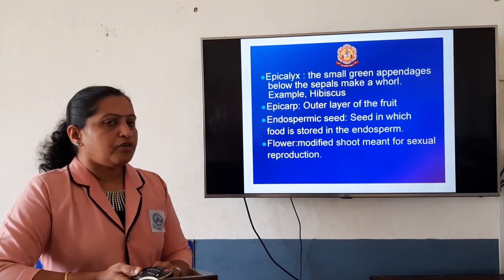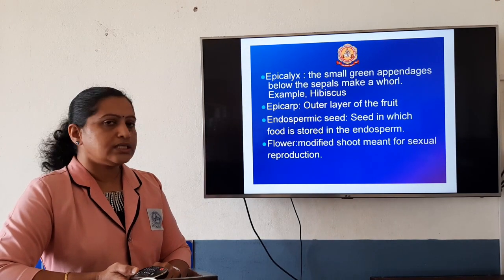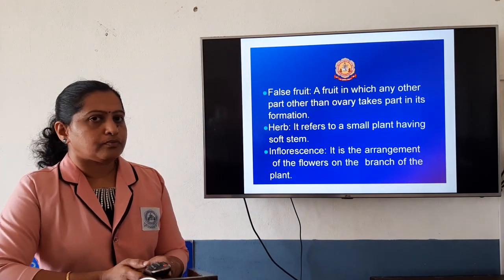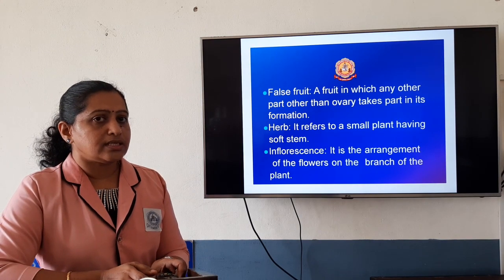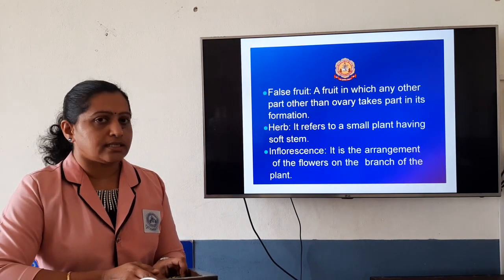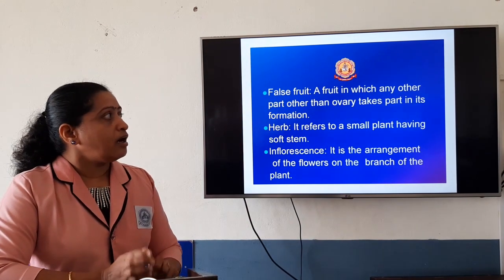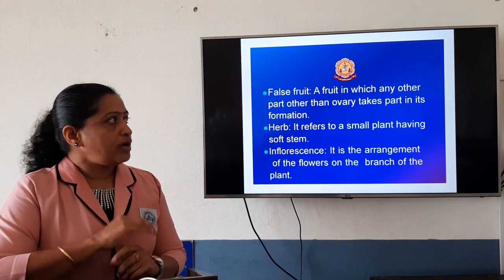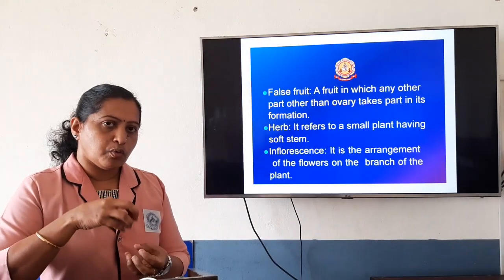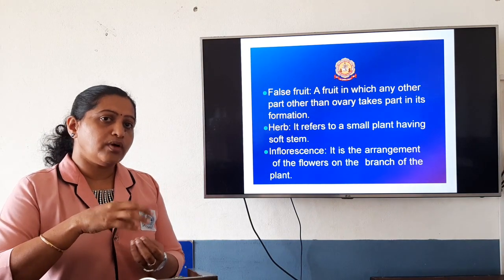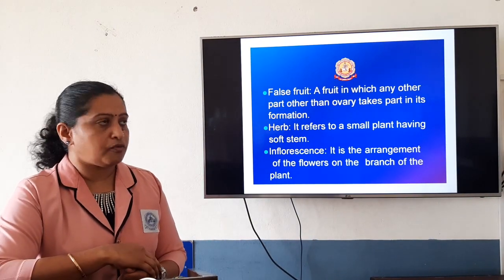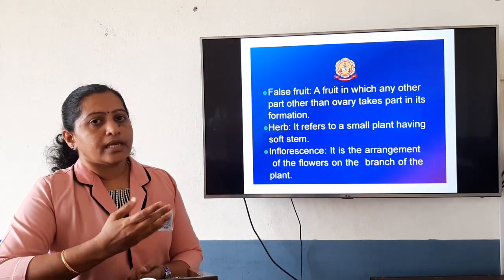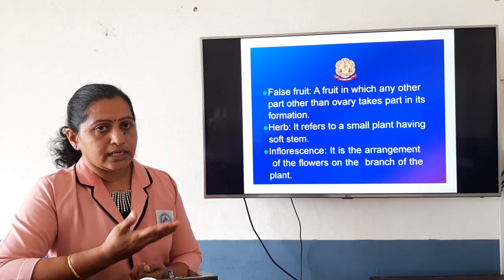Flower. Flower is a modified shoot that is meant for sexual reproduction. False fruit. So you might be just imagining whether there is a fruit called false fruit. Yes, there is a fruit called false fruit, where if any other part of the flower other than the ovary is involved in fruit formation, then it is termed as false fruit. Okay, for example, cashew fruit. You might have seen cashew fruit. It is a false fruit.